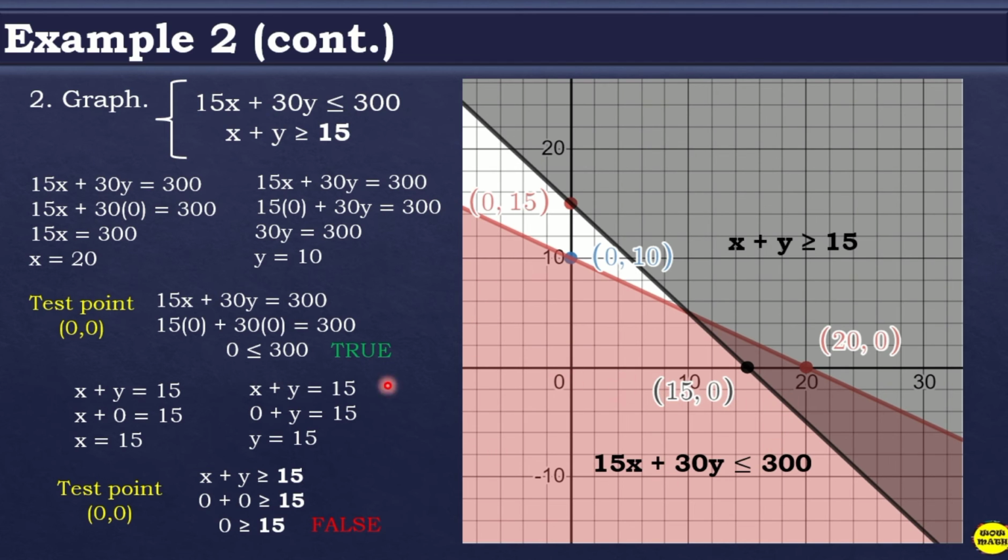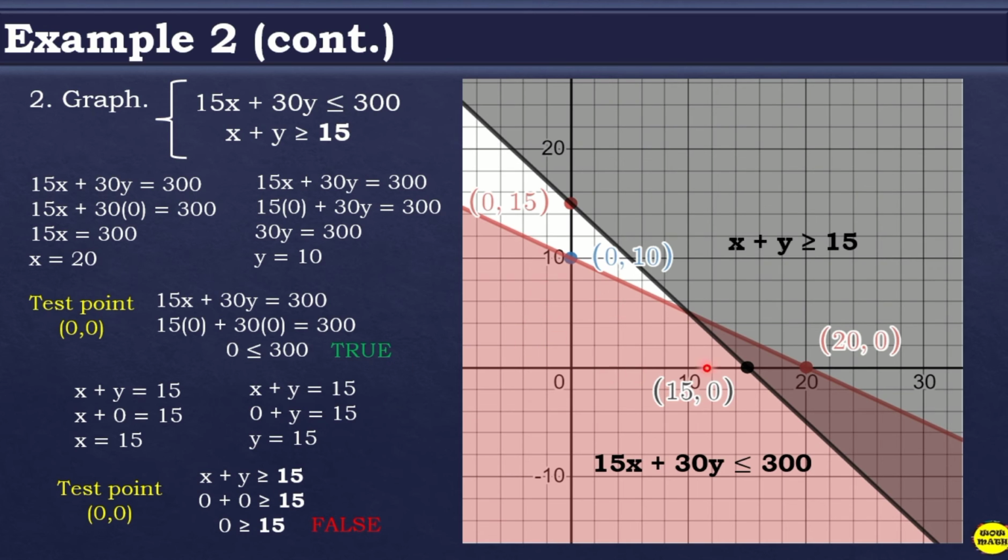Okay, next. Dito naman, 15, 15. So, 15 dito, 15 din doon. And then, connect. Yung black na boundary line mo, solid din kasi may equal sign tayo dito. Okay? And then now, as you can see, sa taas yung shaded region niya. Bakit? Hindi niya dapat isama yung 0, 0. Okay? Kasi nag-false siya dito.